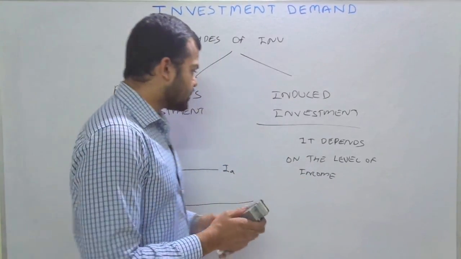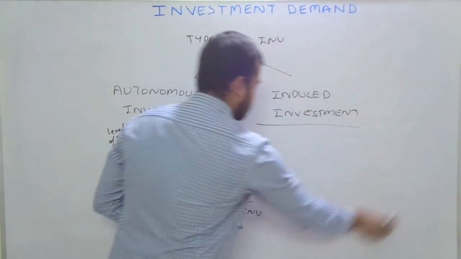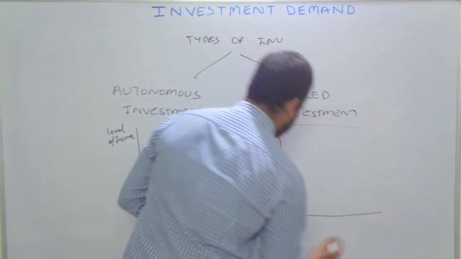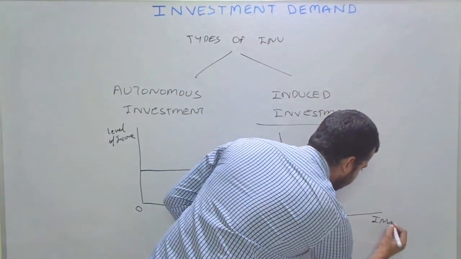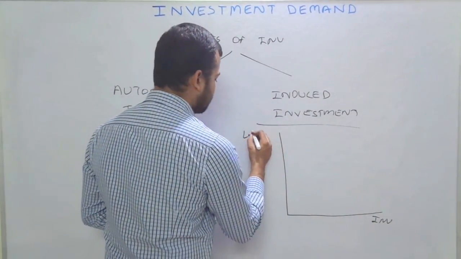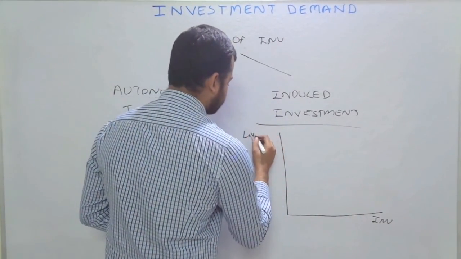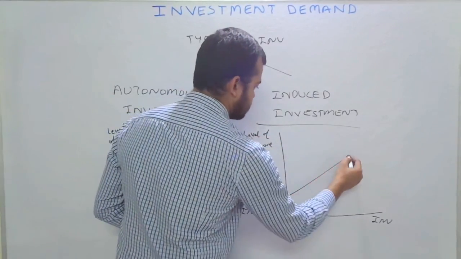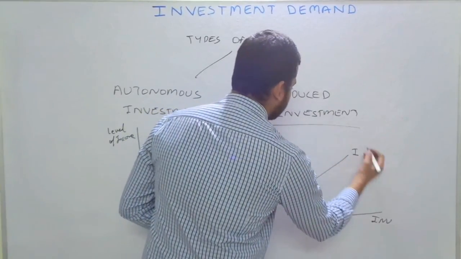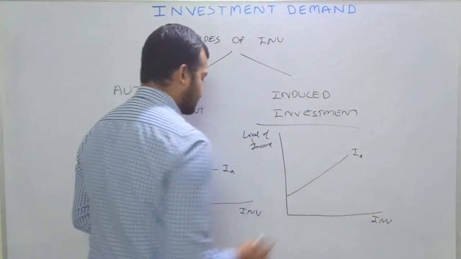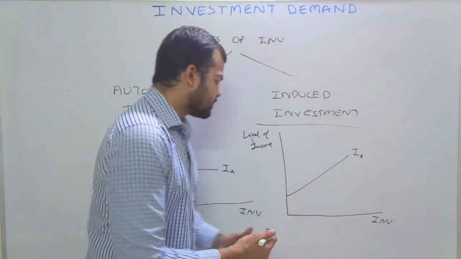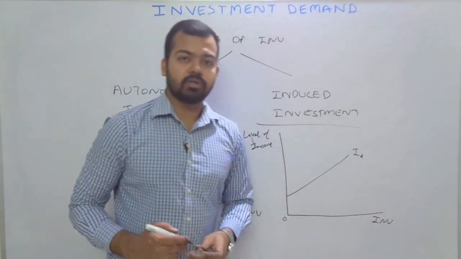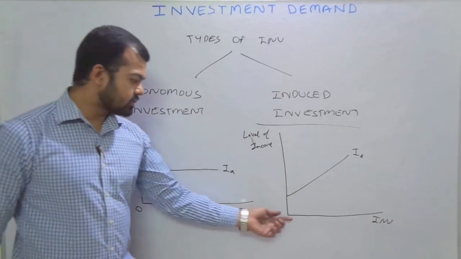Now we consider this thing. Here again on the x-axis we are taking investment, on the y-axis the level of income. This is the curve of induced investment. We are writing ID for induced investment. It means when the level of income has increased, your investment will also go in the upward direction. So these are the two examples.